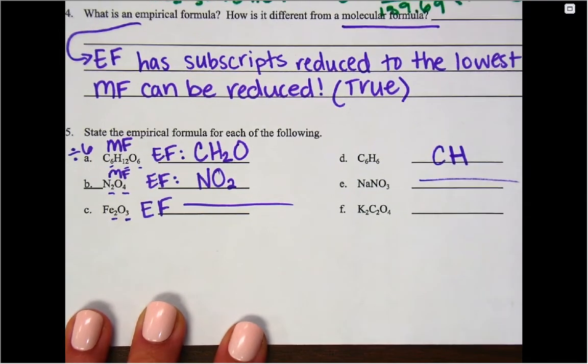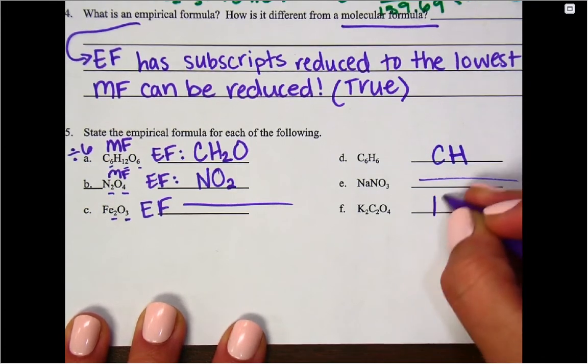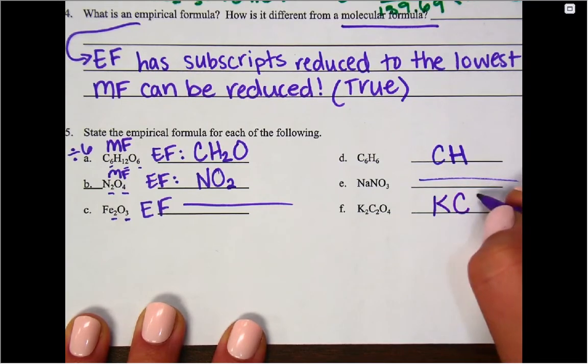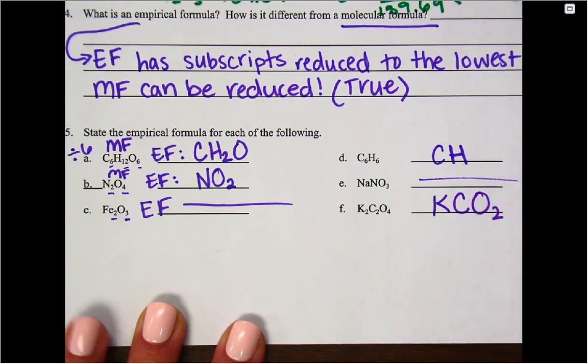Letter F. We're dividing all of them by 2, so what is the empirical formula? That's the ratio, so K, C, little 2. Good.